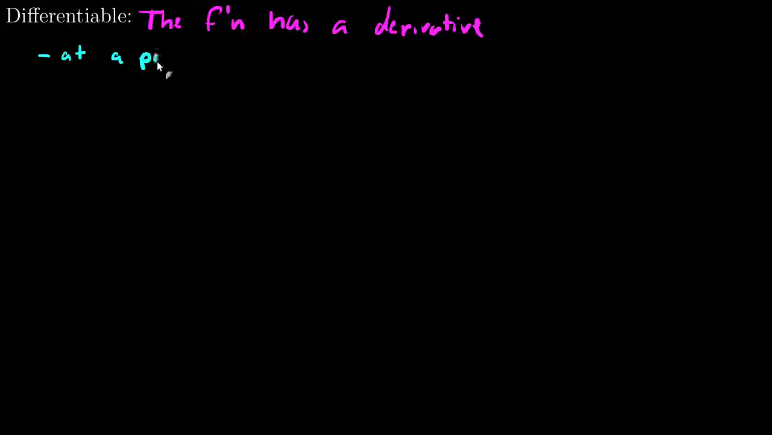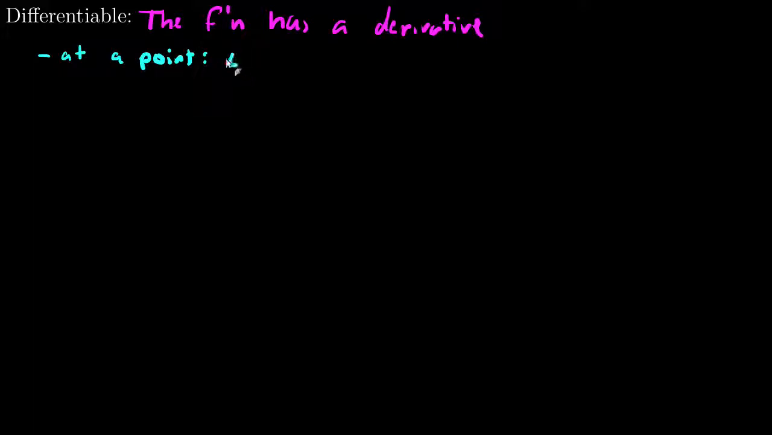In this video, we're going to look at differentiability and what makes a function differentiable. So differentiable basically just means that the function has a derivative. Now we're going to consider things like differentiable at a point. And that's what we're going to sort of focus on in this video.